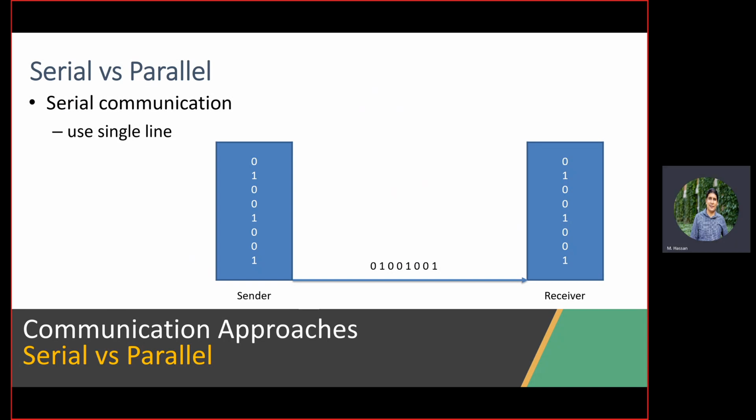Why might I have that? Why don't I have multiple wires and keep sending all the bits in parallel? What do you think might be the advantage of a serial communication? Yep.